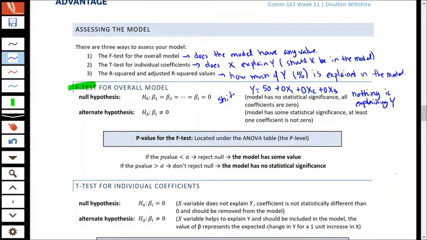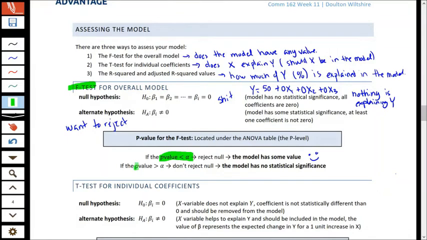And the takeaway here is that we want to reject the null. We would like our null to be wrong. We want to reject it, which means rejecting the null is a good thing in this case. So the rules of our hypothesis testing still apply. If that p-value is smaller than alpha, we're going to reject the null. It's just that in this situation, that's a good thing and we're happy. It means, again, as it says here, the model has some value.